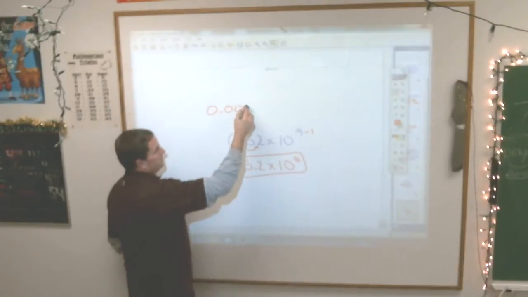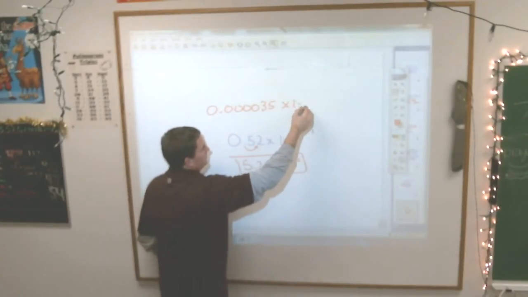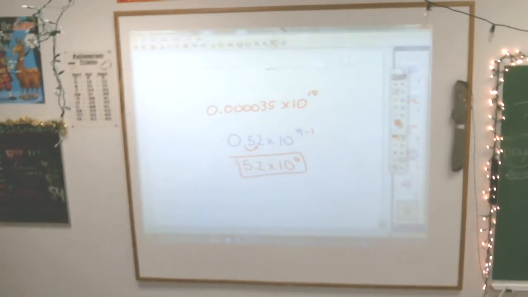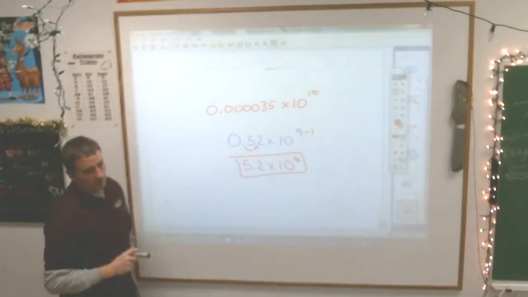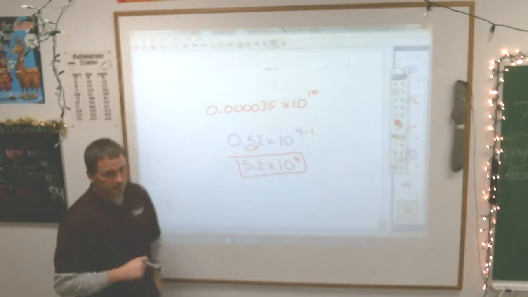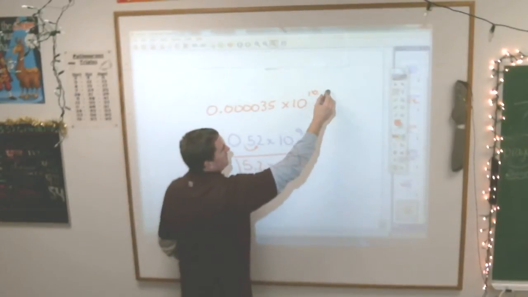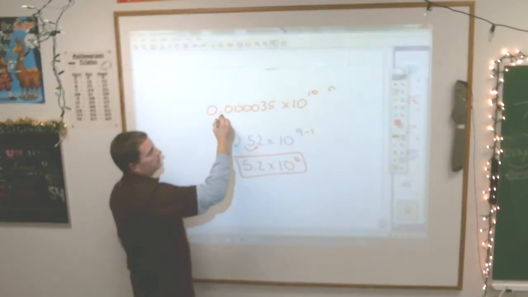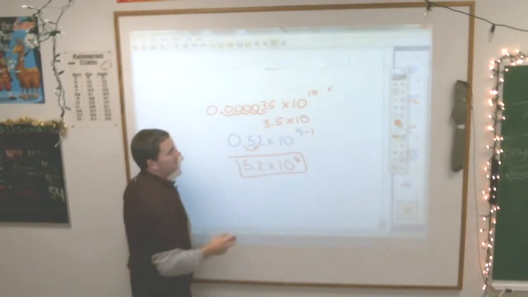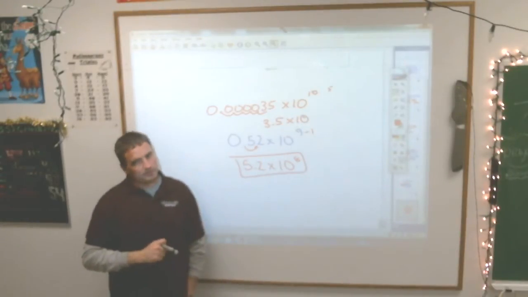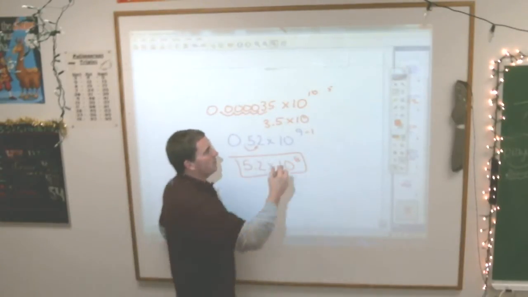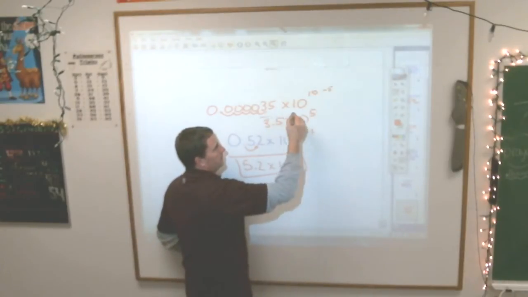Let's look at a goofy one. What if I had this? .00035, or whatever it is, times 10 to the 10th power. How many places do I have to move my decimal to get it between 1 and 10, Christian? 5 places. So I am going to do something with 5 over here. Okay, I move it 1, 2, 3, 4, 5, so it's 3.5. Now the question is, am I going to add 5 to 10 or subtract 5 from it? Right, I made this 5 bigger, this has to become 5 smaller. So this becomes 10 to the 5th power.